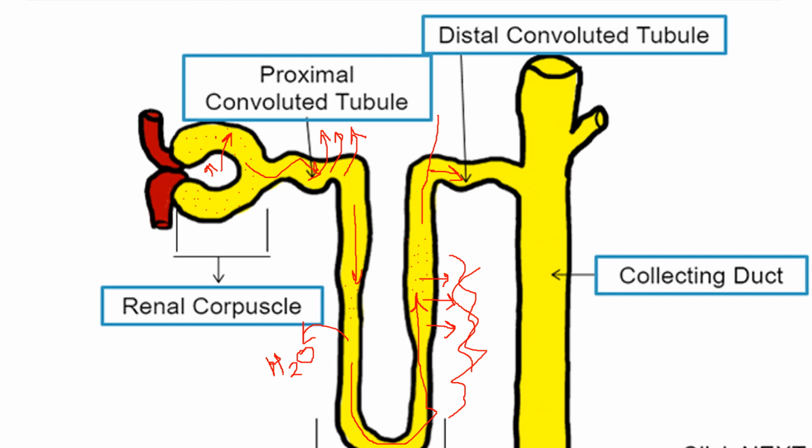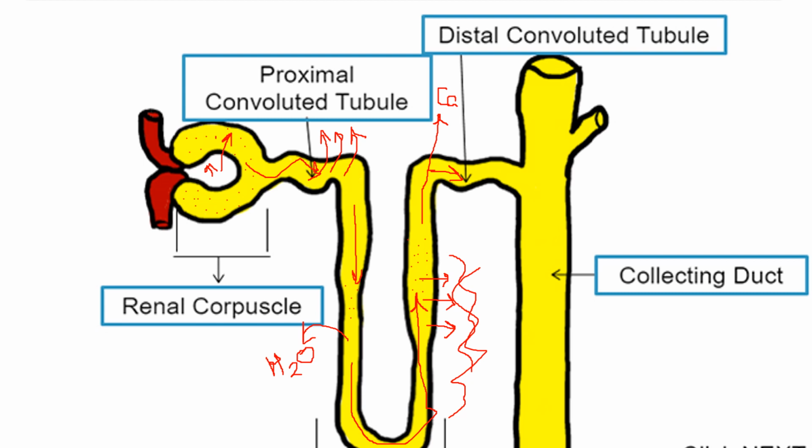In the distal convoluted tubule, this main tubule has a property that it will reabsorb salts again. Means if any amount of salt is remaining that is not reabsorbed in the ascending loop of Henle, it will be reabsorbed in the distal convoluted tubule, and these salts can be calcium, sodium, potassium, magnesium, etc.